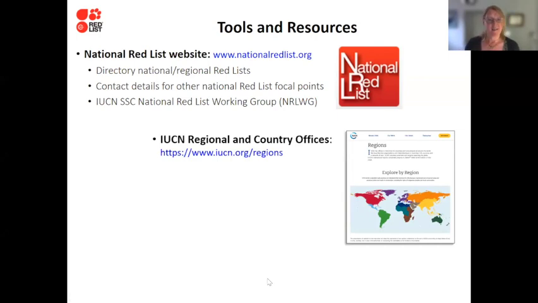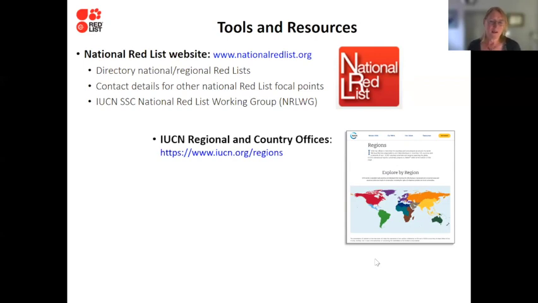IUCN itself has a worldwide network of regional and country offices, and you can find a list of those offices on the IUCN website, not the Red List website. A point here: the IUCN main website has actually gone through a revision to update all of the links and all of the pages. So it's just very recently been launched as a new website.